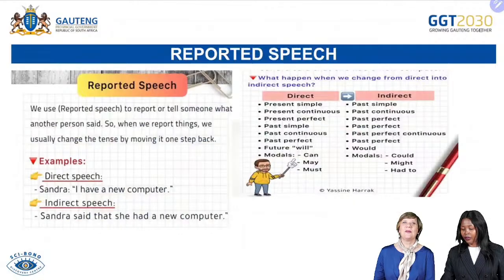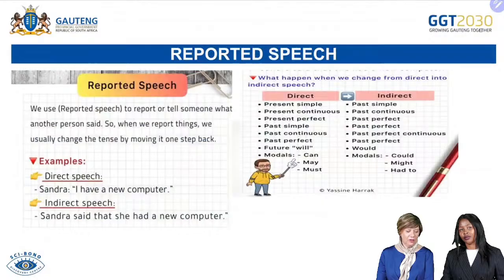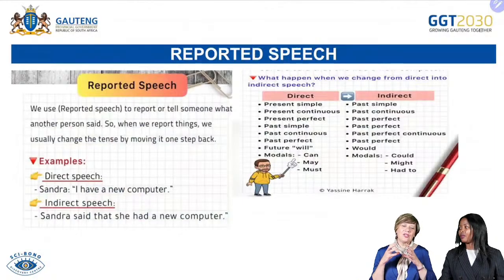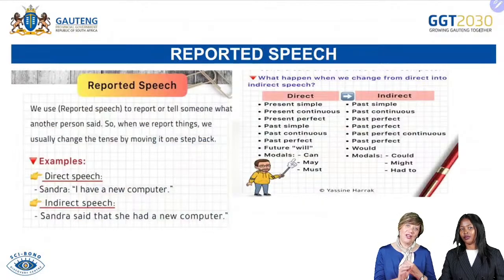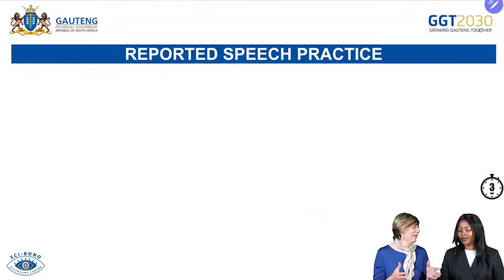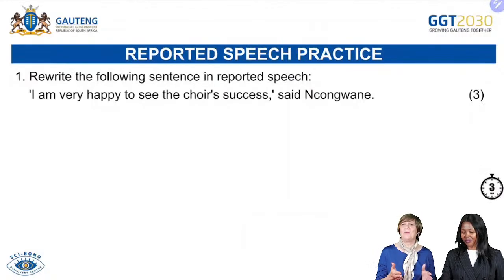Right, and then reported speech, you'll definitely get one of these. Always remember, when you do reported speech, this is when we move one step into the past. And you have to be so careful, because there are certain things that you have to look at. You have to look at your pronouns, and you have to change your verb. And then sometimes there are time words that you have to change as well. But I'm sure, they're grade 12, I'm sure they know them. But let's quickly show you an example of what it would look like in the exam.